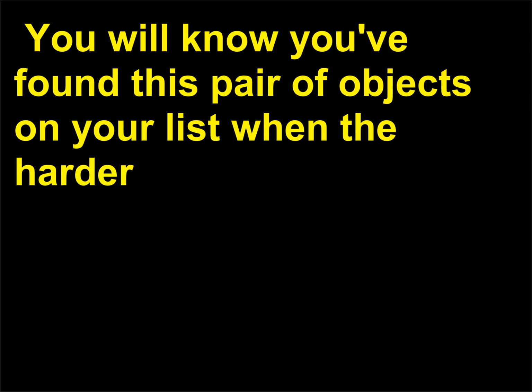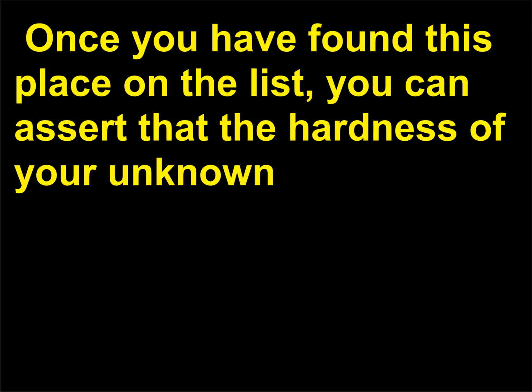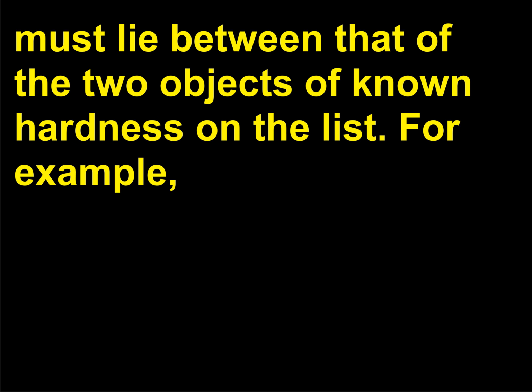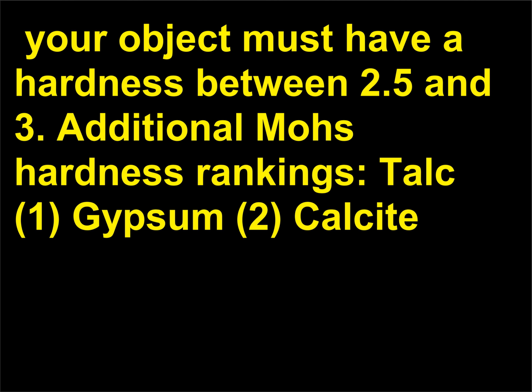You will know you've found this pair of objects on your list when the harder object of the pair does scratch your sample, while the softer one does not. Once you have found this place on the list, you can assert that the hardness of your unknown must lie between that of the two objects of known hardness on the list. For example, if a penny, 3, scratches your object, and a fingernail, 2.5, does not, your object must have a hardness between 2.5 and 3.